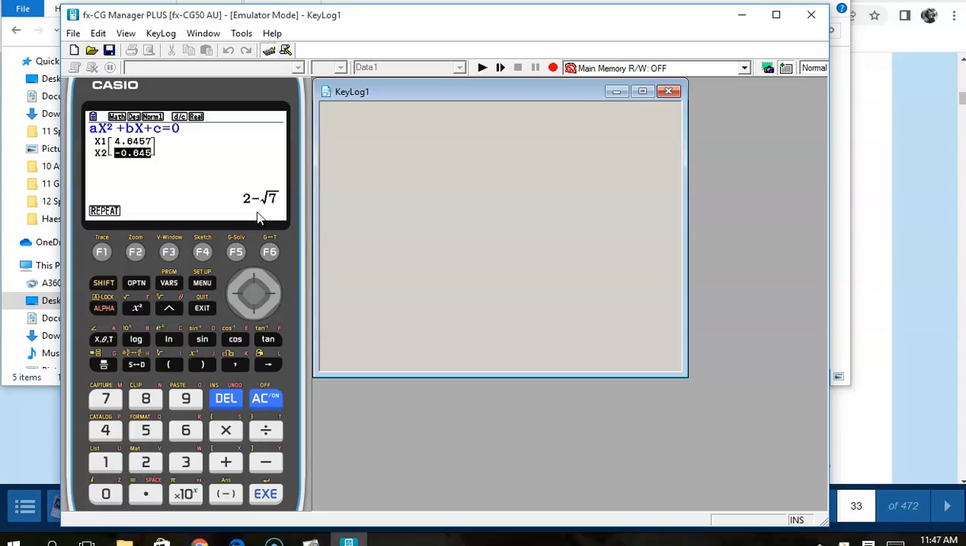Now, the older calculators will not give you the exact answers. That's a bit of a bugger. I should try and find one of my old ones, because there was a program that gave it to you in exact form. But anyway.